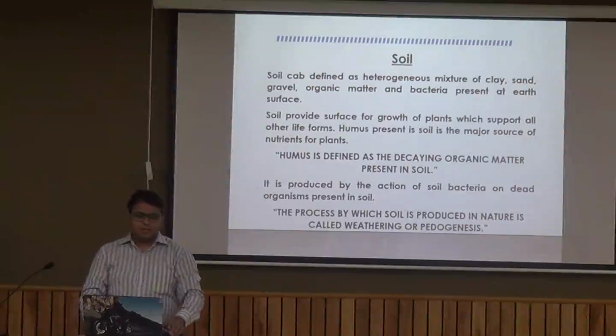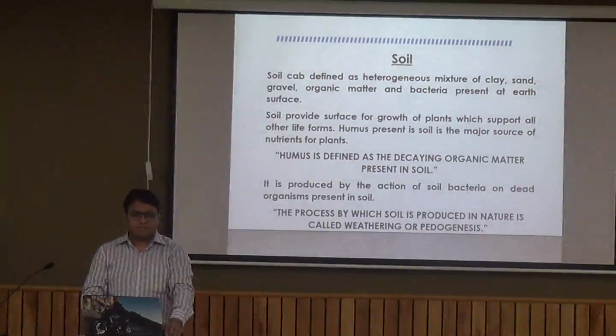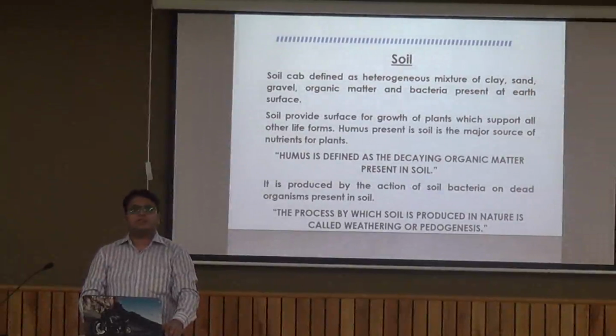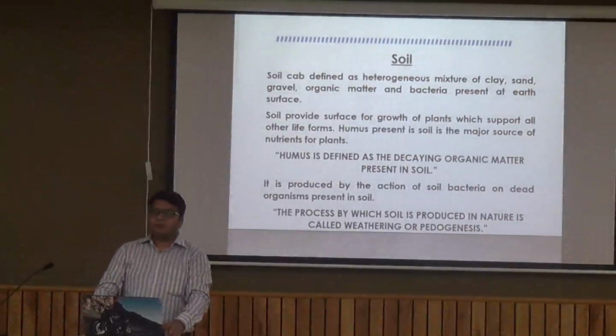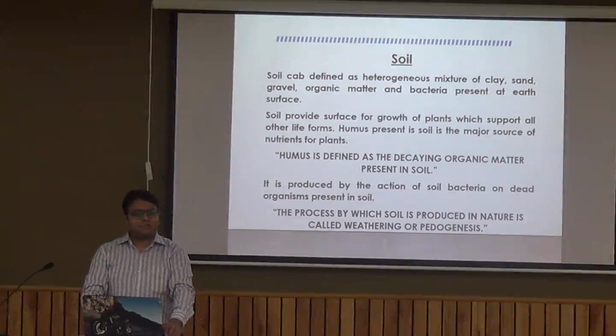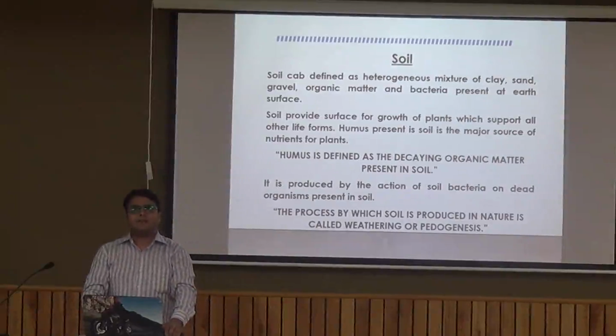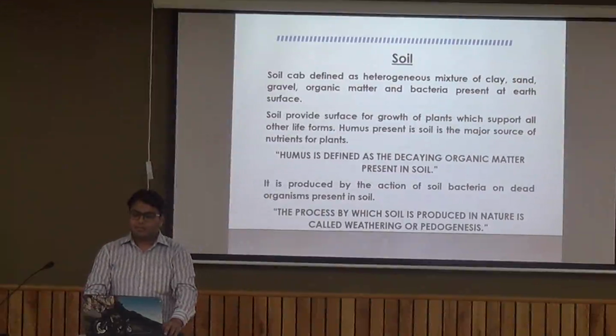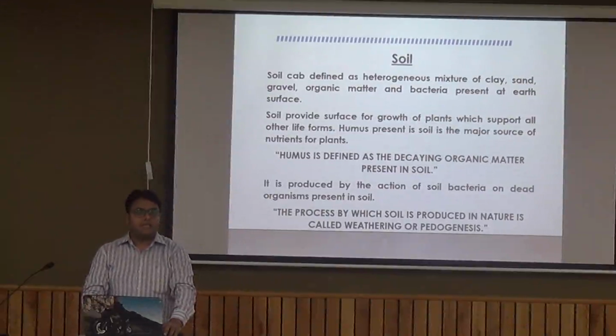What is soil? Soil can be defined as a heterogeneous mixture of clay, sand, gravel, organic matter and bacteria present on the earth's surface. They all together form soil. Soil provides a surface for the growth of plants and gives us a surface so that we can live with all the animals we see around us. The most important component of soil is humus. Humus is defined as the decaying organic matter present in soil. This humus is produced by the action of bacteria which are present in soil itself.